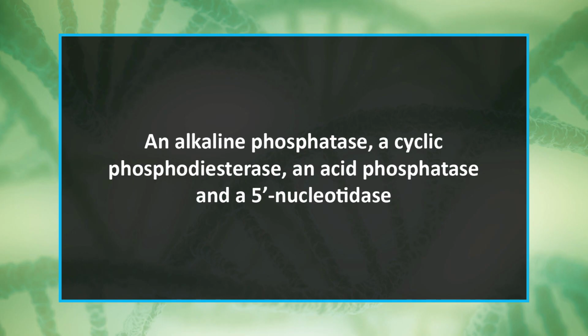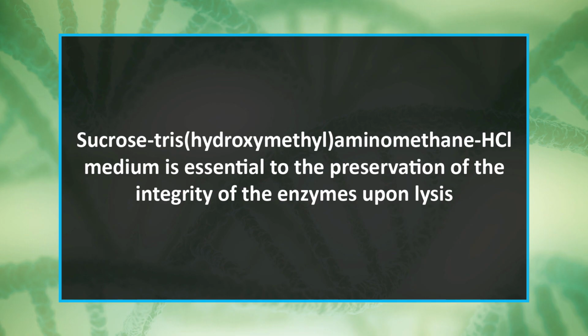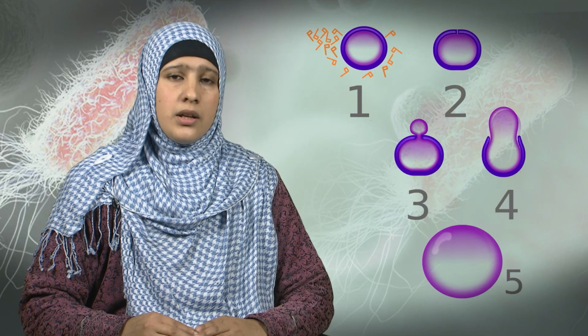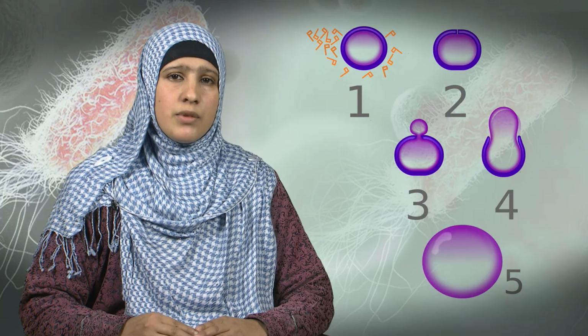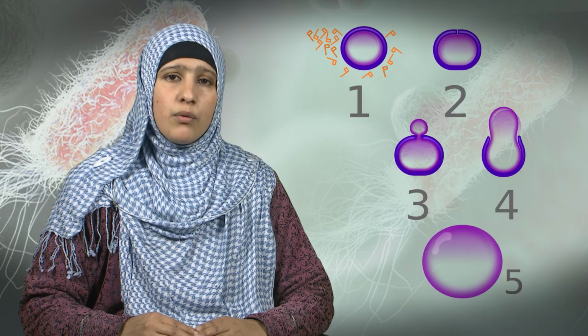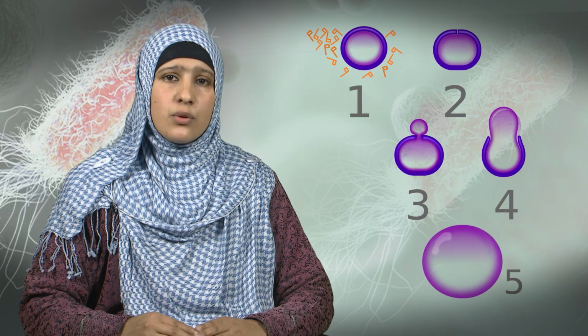The periplasmic enzymes released during the rupture of the E. coli outer cell wall include an alkaline phosphatase, a cyclic phosphodiesterase, an acid phosphatase, and a 5' nucleotidase. Sucrose Tris-hydroxymethylaminomethane HCl medium is essential to the preservation of the integrity of the enzymes upon lysis. EDTA aids cell hydrolysis by binding to divalent ions such as calcium and removing them from the wall, thus softening the wall for further lysozyme action.